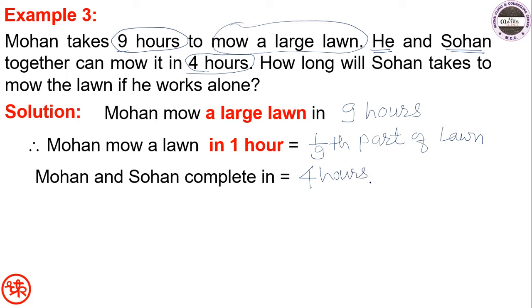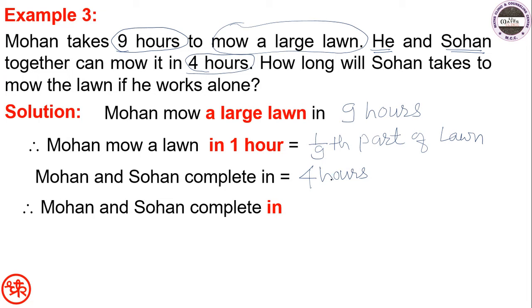4 hours. Okay, and therefore, how much lawn will be completed by Mohan and Sohan in 1 hour? So Mohan and Sohan complete in 1 hour 1 by 4th part of the lawn. Is that clear? So we have these four relations. Now Mohan and Sohan in 1 hour is 1 by 4th part.